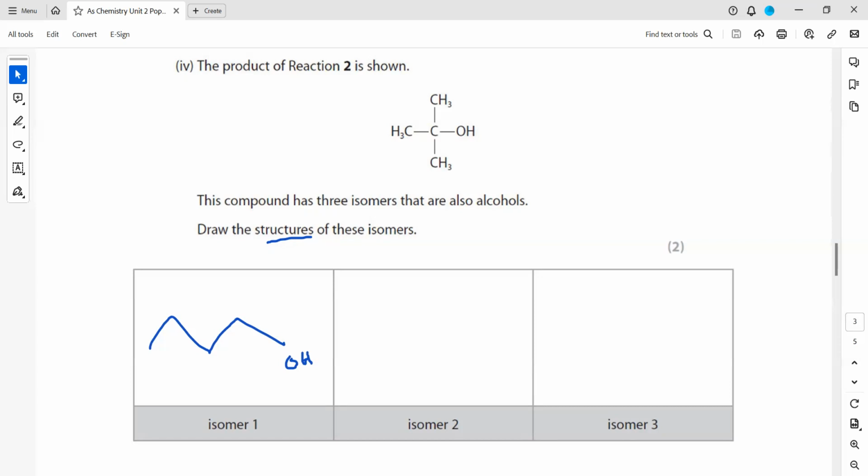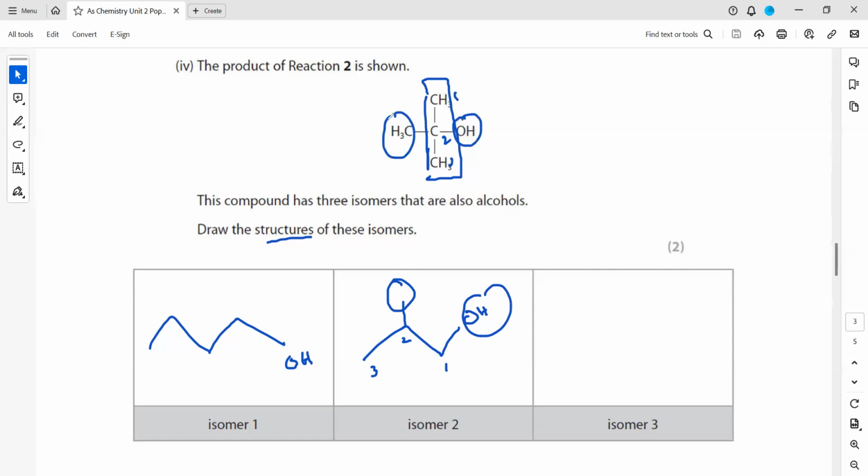Then we can make a branch: three carbon atoms in a straight chain and one branch. But if you see this one, what is the difference between this structure and the structure which I drew? This is the first carbon, second carbon, and third carbon. The second carbon has a branch and the first carbon has OH. What about this structure? The second carbon has OH and the second carbon has a branch. So they are not similar. They are different from each other.